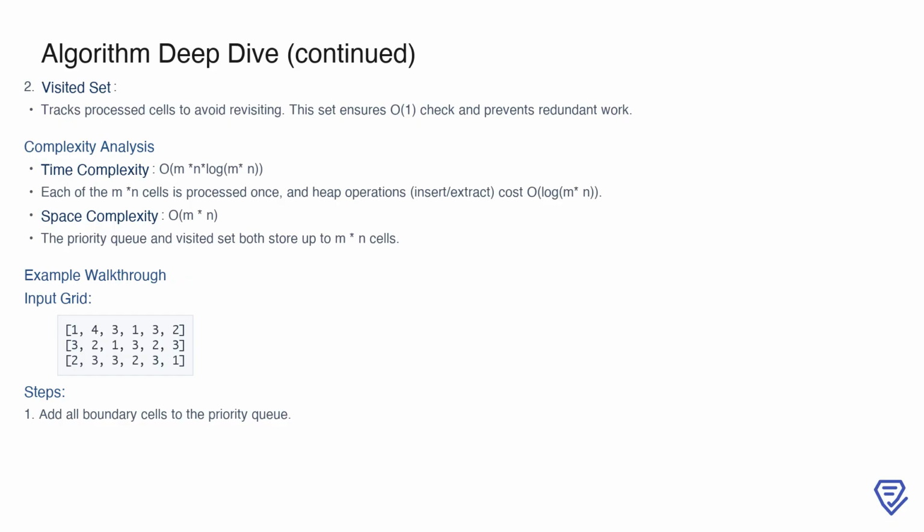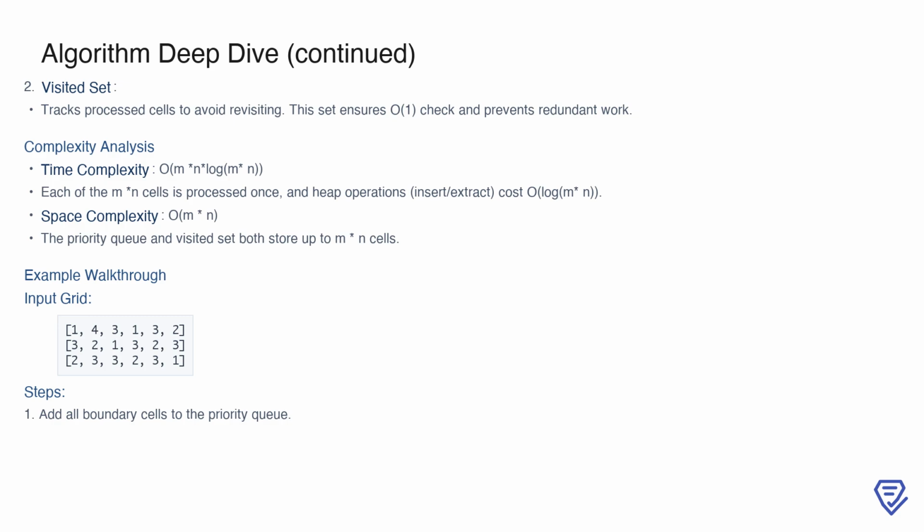When analyzing time complexity, processing each of the m*n cells involves a single heap operation, which gives a total time complexity of O(m*n log(m*n)). The space complexity is also O(m*n), because both the priority queue and visited set can grow up to the size of the grid. These complexities make this algorithm efficient even for larger grids.